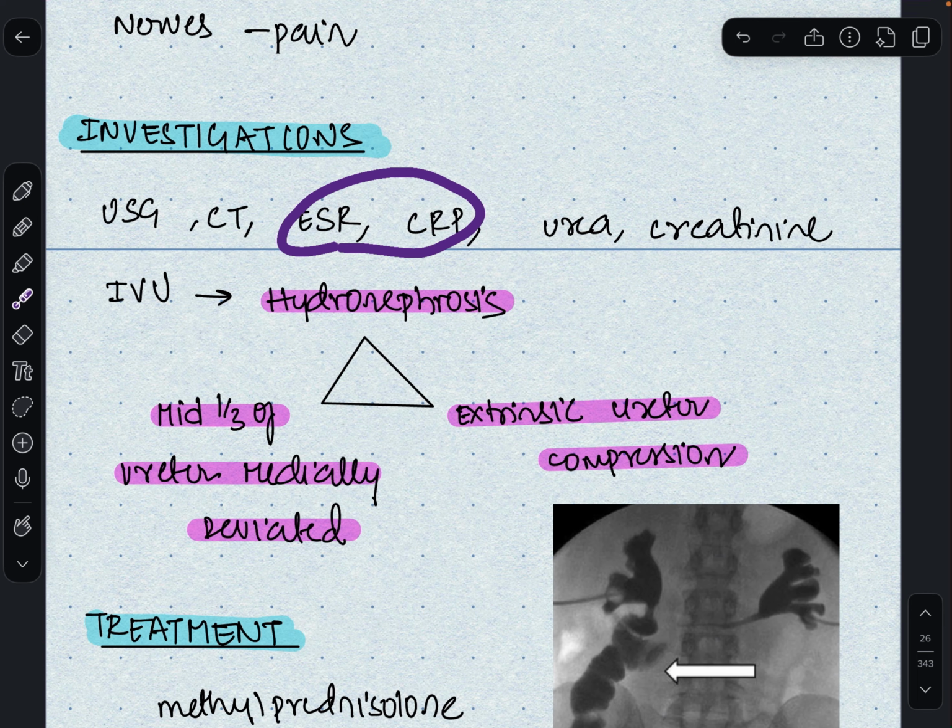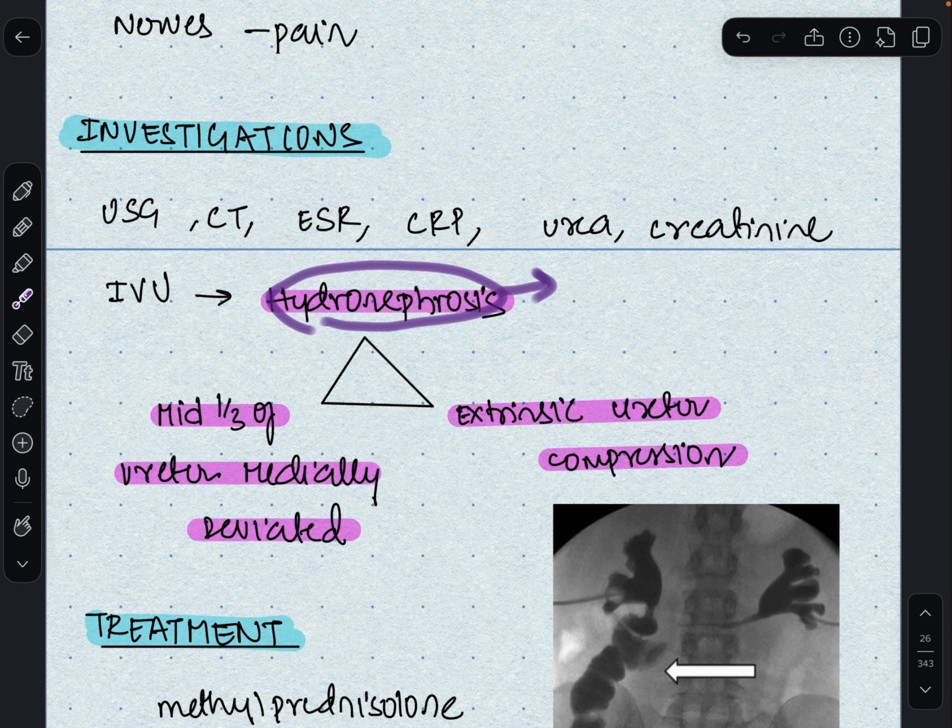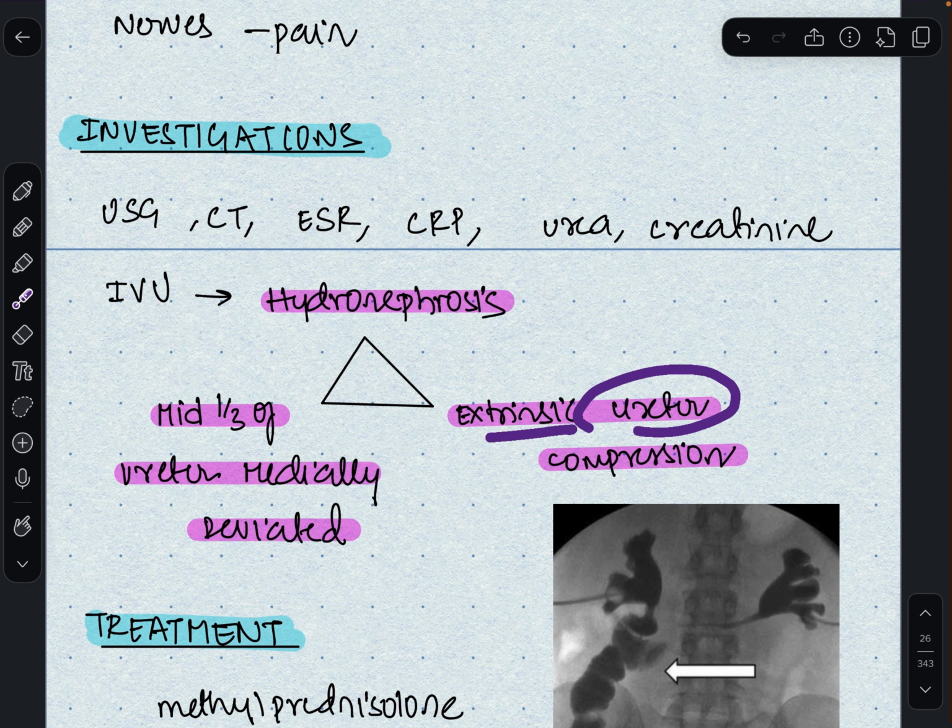So what will be the treatment usually? If there is any infection, you can treat them with the antibiotics and treat the particular cause of it. And also if there is any hydronephrosis, you can do nephrostomy, right? If there is medial shifting of the ureter, you can shift them laterally. You can reposition it back to the lateral side, right? And also if there is extrinsic ureter compression, you can do ureterolysis. So all this will be the treatment.